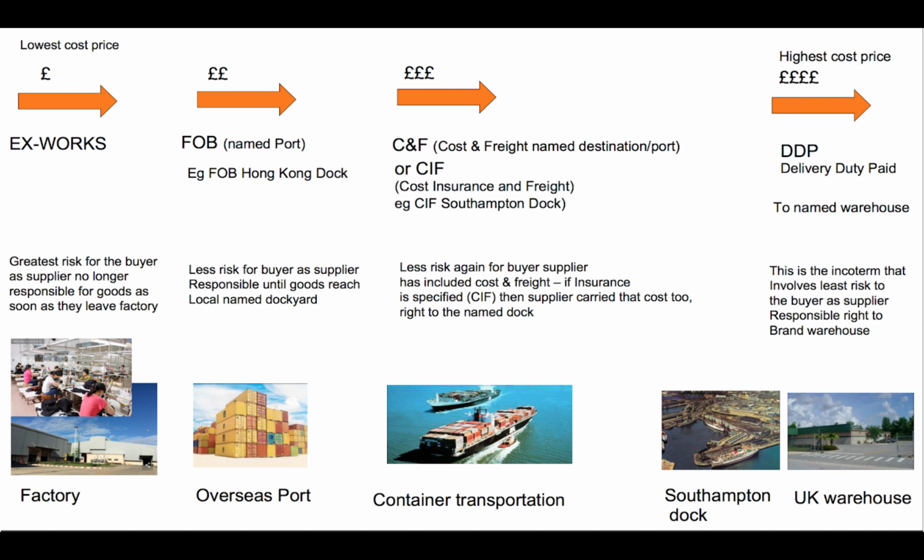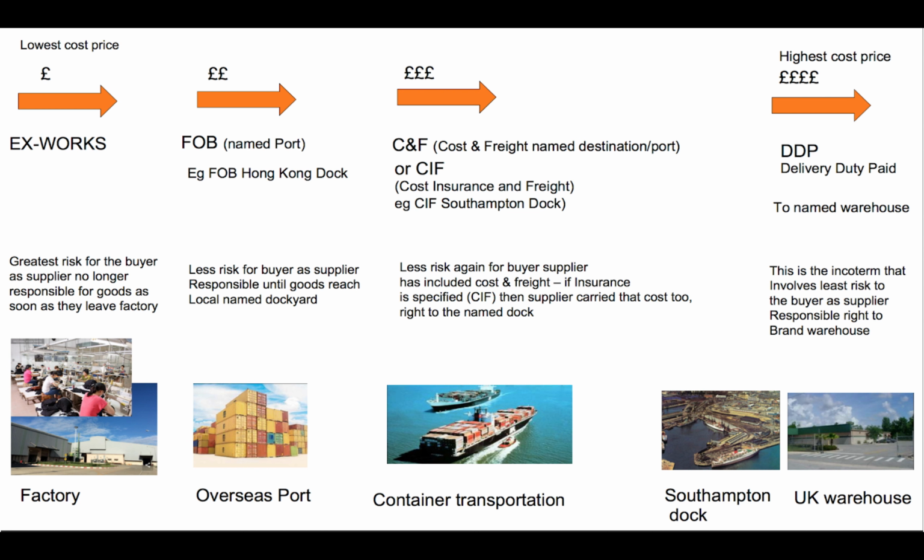FOB Hong Kong is to a named port. Therefore, it's a little bit more expensive. Maybe it's 5 cents on your cost price. A little bit less risk for the buyer, as the supplier is responsible until goods reach the locally named dockyard. For example, you might hear FOB Hong Kong, FOB Chittagong. Therefore, the garment manufacturer is responsible for getting the goods to the dock and the insurance of those goods until they get there. At that point, once they are received in the dock, they are then your responsibility. You must pay for the transport, you must pay for the insurance, and get them to your warehouse.